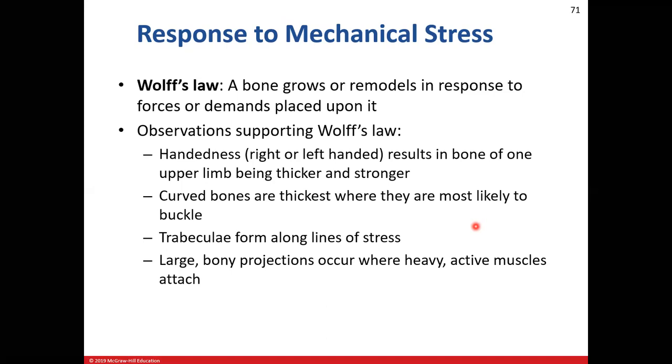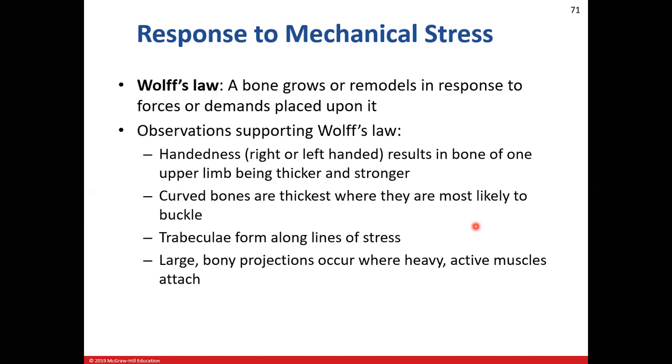And then number 4, we start to see large bony projections occur where heavy active muscles attach. So when you look at the bones, whether you're in lab or looking at it on a computer online, you're really going to be seeing all these different areas and projections and ridges and all different types of structures where oftentimes we're going to see muscles attaching to it. And we see this because as those muscles and tendons start to pull on the bone, it really puts a lot of extra stress. And that's where bone starts to develop a little bit more.